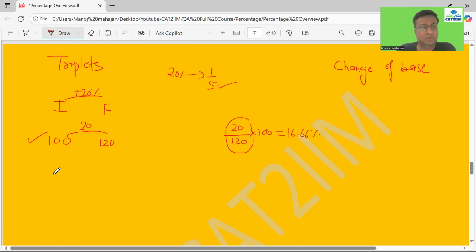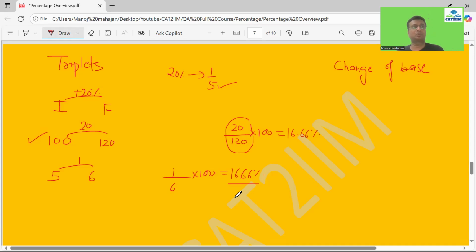5. So instead of 100, let's take 5. 1 upon 5 of 5 is damn easy, 1. What does it become? 6. So on 6, you have to reduce by 1. So what is the percentage decrease we have to do? 16.66%.